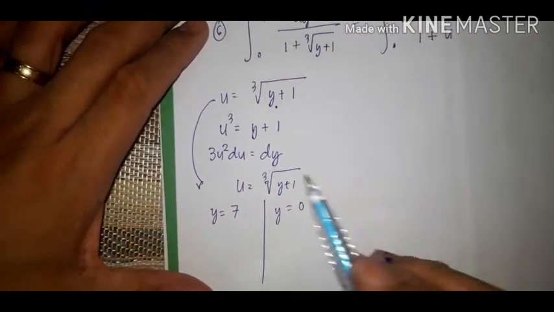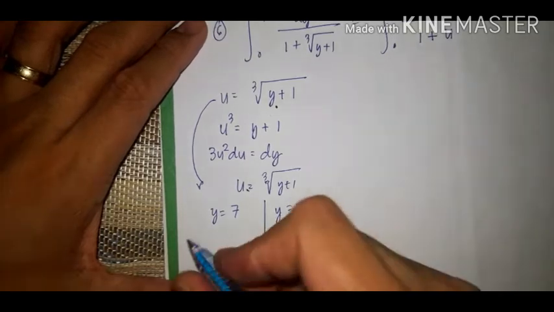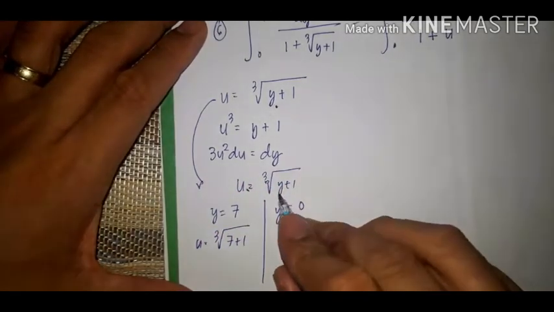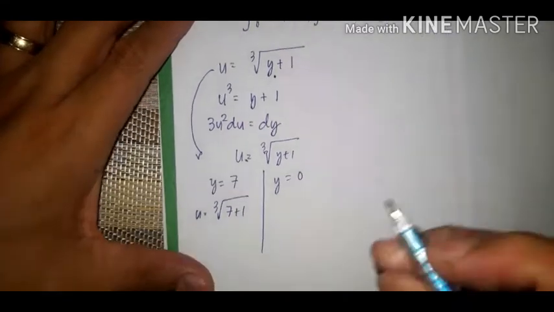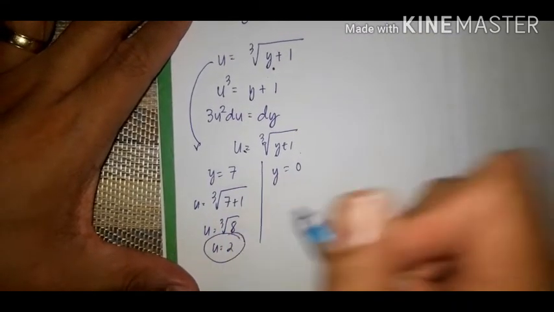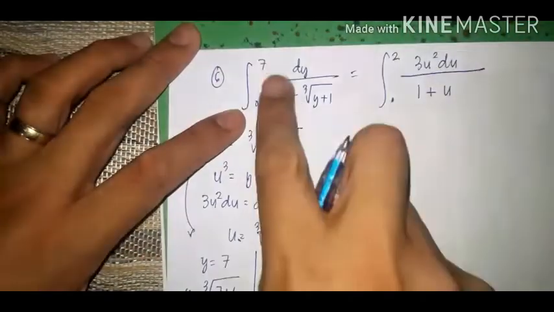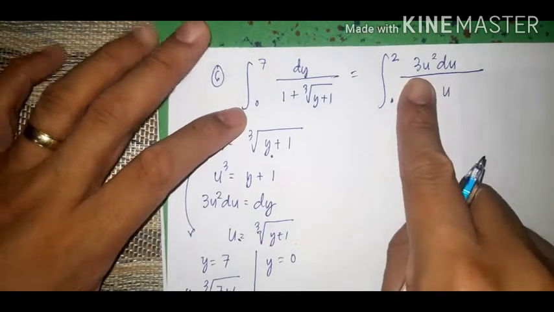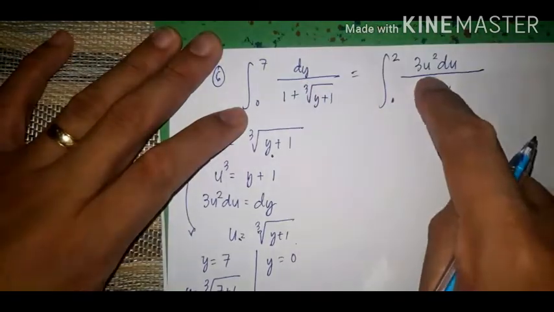So let's solve for upper limit u. So substituting, u is cube root of 7 plus 1. Substituting y as 7, plus 1 is 8. Then u is cube root of 8. Then u is 2. So your upper limit now is changed from 7 to 2 since ang ating conversion is from y to u na variable.